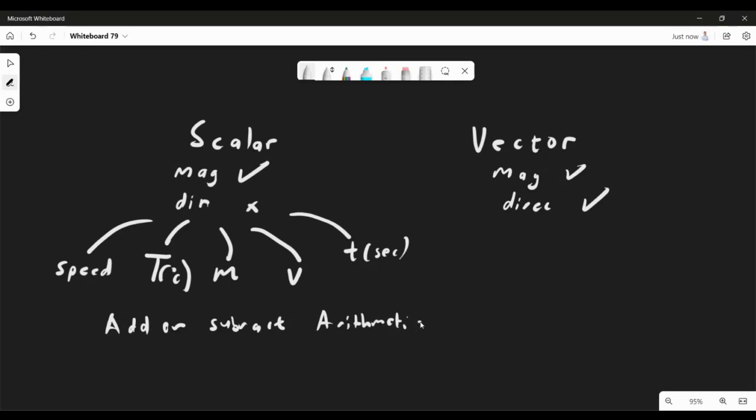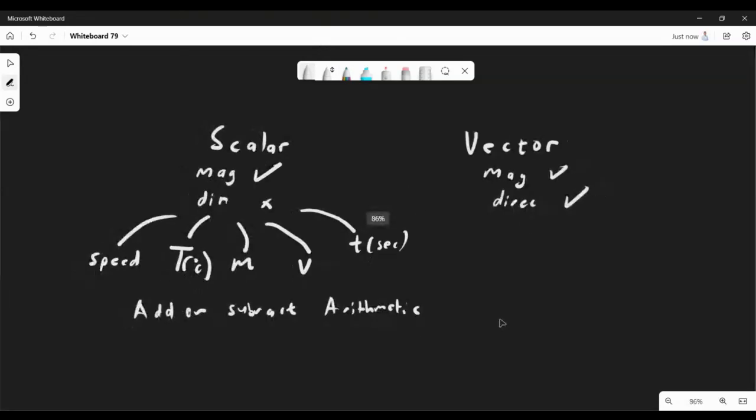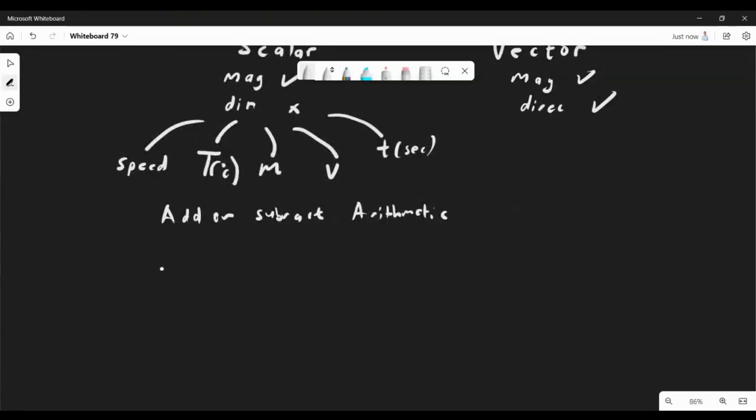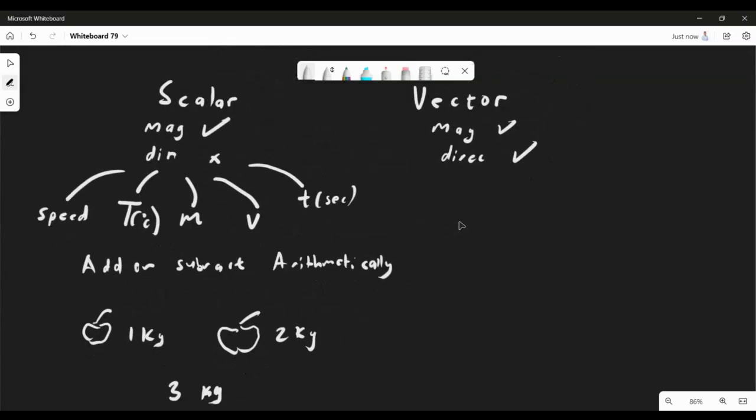Arithmetic. Okay. And what I simply mean by this is, if there's an apple over here that is 1 kilogram, and the other apple, a bit bigger, is 2 kilograms, and I ask you, if you put this in one bag and put it on a scale, how much would it be? It'll be 3, right? So what I'm saying is you can add it with the normal rules of add, subtract, minus, divide, things like that. So the idea is that that's what a scalar is. You just add it and subtract it arithmetically, right?